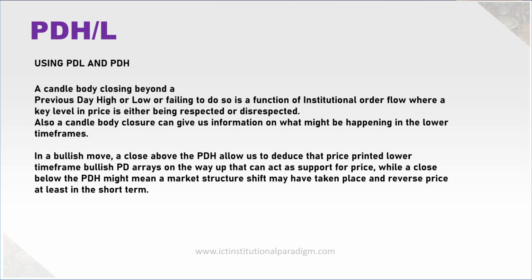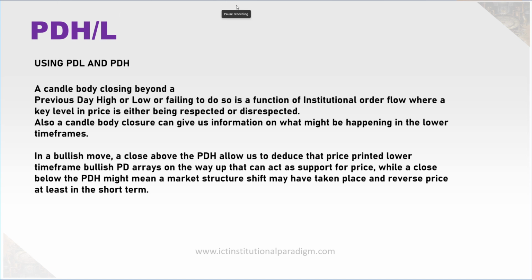Now we have the previous daily highs and lows, right? I would be showing you chart examples on that topic. So simply using previous daily highs and lows, we can determine the daily buys, right? So a candle body closing beyond a previous daily high or low, or failing to do so, is a function of institutional order flow, where a key level in price is either being respected or disrespected, right?